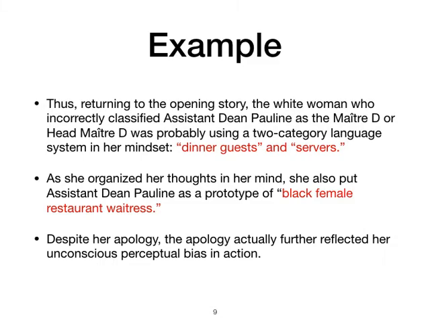Now, despite her apology, it actually further reflected her unconscious perceptual bias in action. This is the very, very important point: even though she apologized, saying I'm sorry, I didn't know that you're not a waitress, it explains the unconscious bias we have in our minds. Unconsciously, we say these things, and unconsciously, it creates a perceptual bias in action.